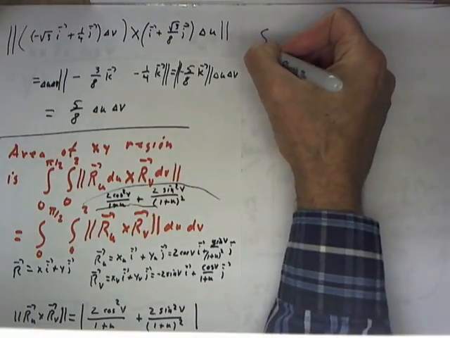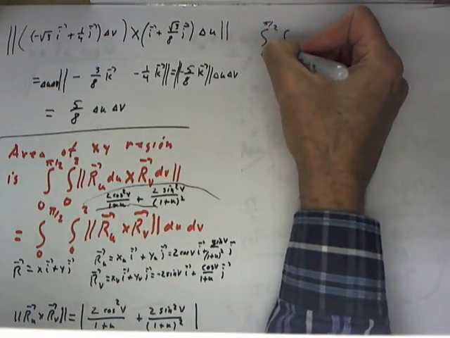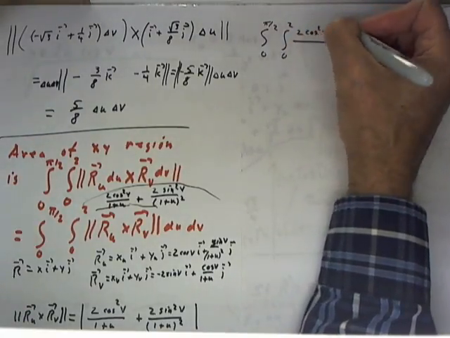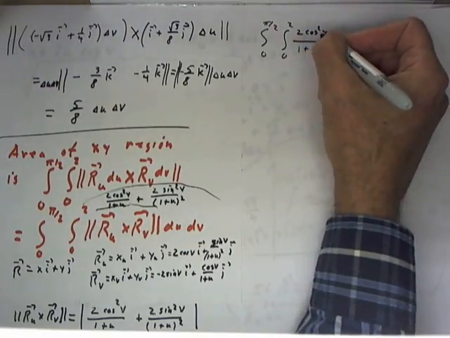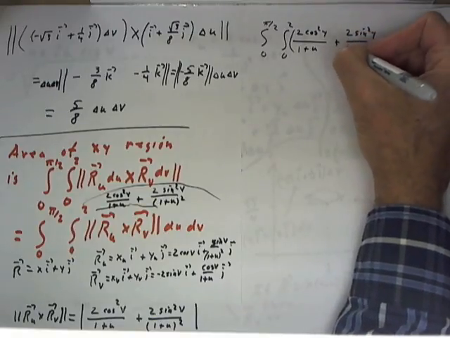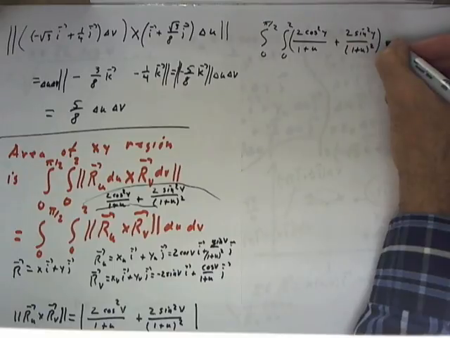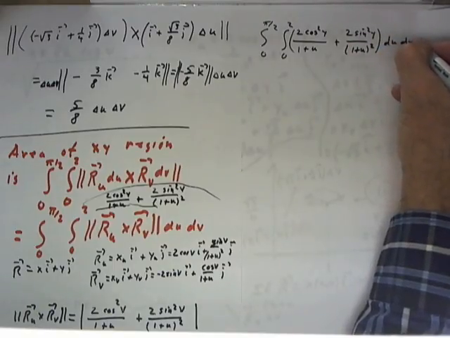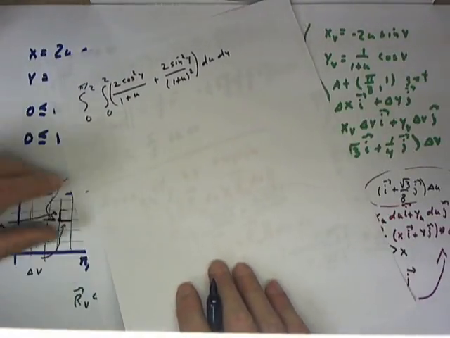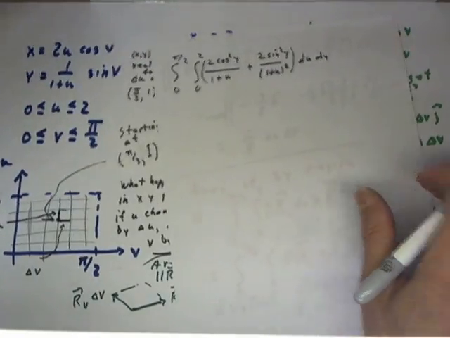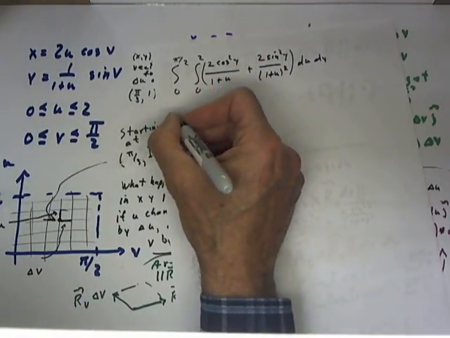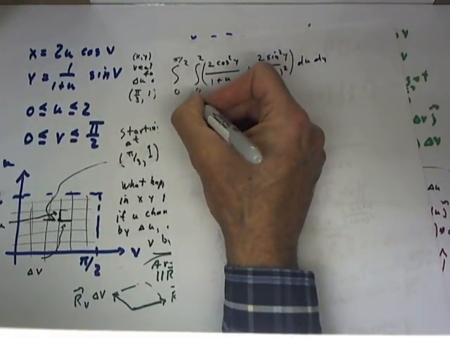So we have the integral from 0 to pi over 2, the integral from 0 to 2 of 2 cosine squared v divided by 1 plus u, plus 2 sine squared v divided by 1 plus u quantity squared, du dv. It might be tempting to do some factoring with the 1 over 1 plus u, but I don't think that would be a good idea. It's easy enough to integrate as it is.